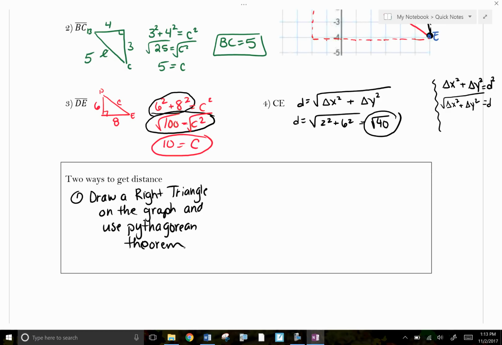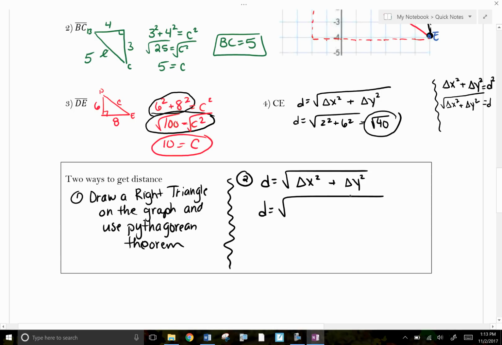Works great. But if you don't have a graph or you're not very good at drawing it and you're always afraid you're going to miss something, there is a formula too. And option 2 is the distance formula. The distance formula is delta x squared plus delta y squared. But delta x and delta y from slope can also be written as x2 minus x1 squared plus y2 minus y1 squared, because that's still your change in x and your change in y.